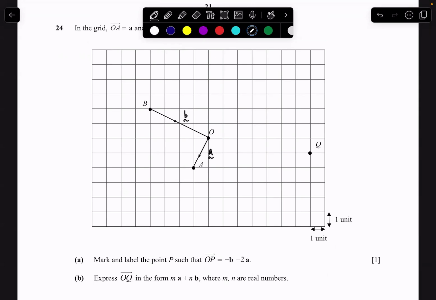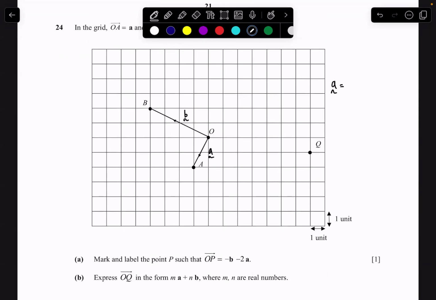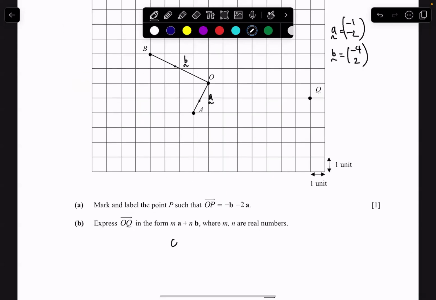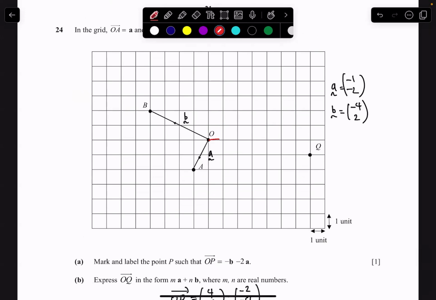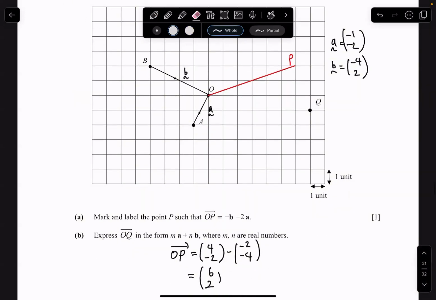So now what is A? If you look, A is actually equal to negative 1, negative 2, and the vector B is actually negative 4 and 2. So negative B minus 2A gives OP equals negative B, which means 4, negative 2, minus 2A. So 2A is negative 2, negative 4. So we'll have 6 and 2. That means we count 1, 2, 3, 4, 5, 6, and 1, 2. P will be down here, OP.